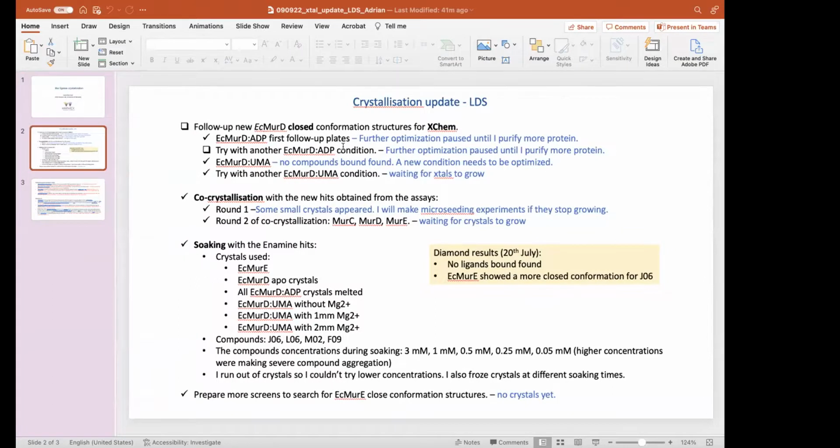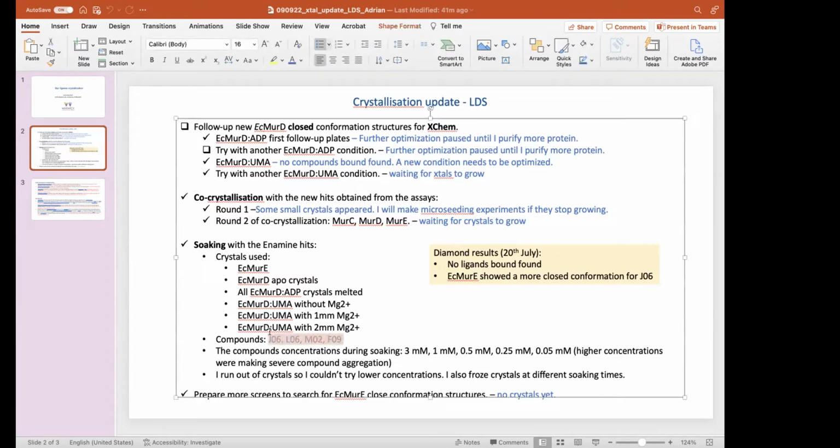Okay, so I've done a few things to try to get the structures with the hits from the enamine library. But I haven't been able to obtain any ligand bound in the structures or the data sets that I collected from Diamond. Basically at Diamond, I got crystals from Mur E, E. coli Mur D, in the presence of obviously the 4 hits from the enamine. Then E. coli Mur D with ADP melted completely, so I couldn't send any crystals. I also sent crystals with UMI without magnesium, and 2 versions with magnesium.